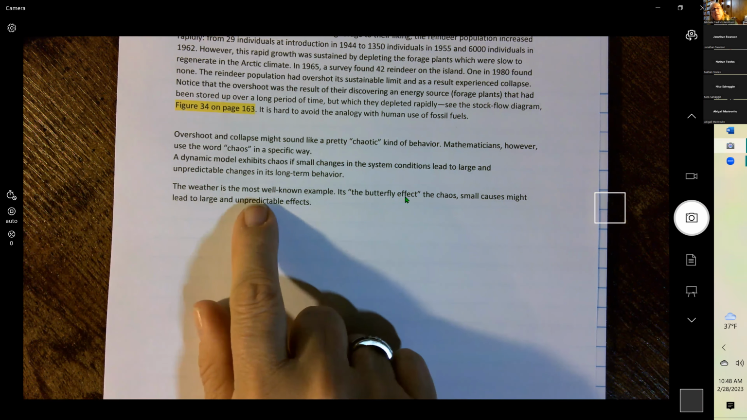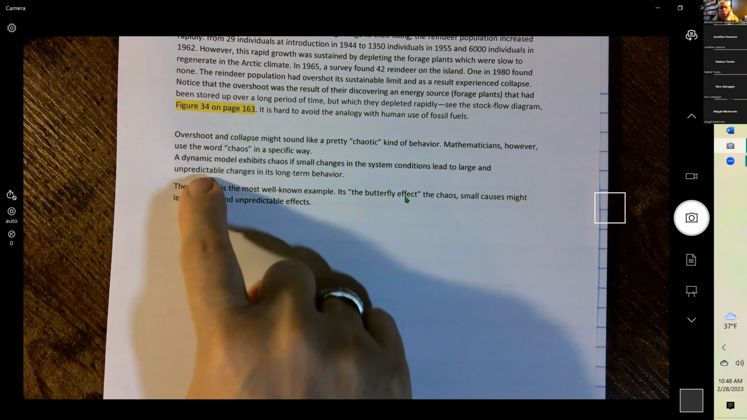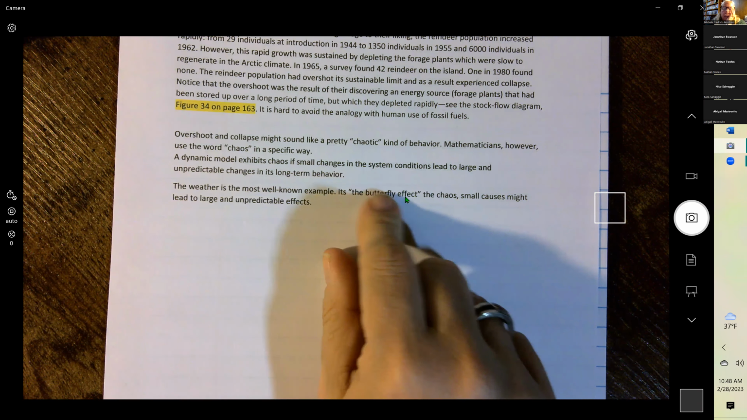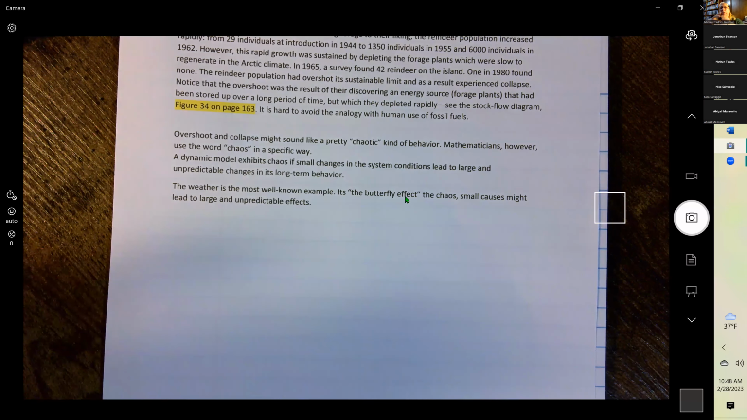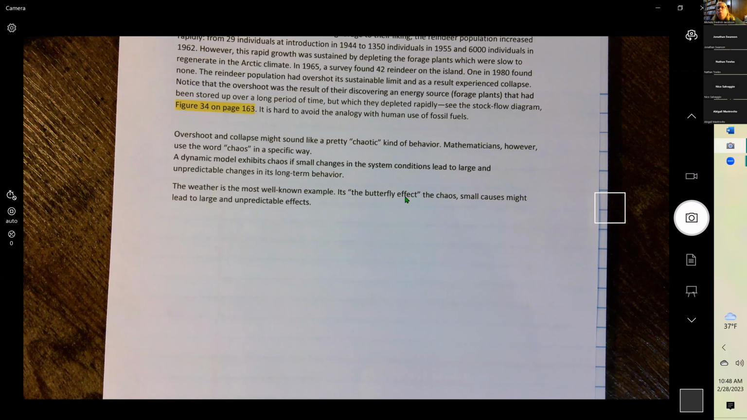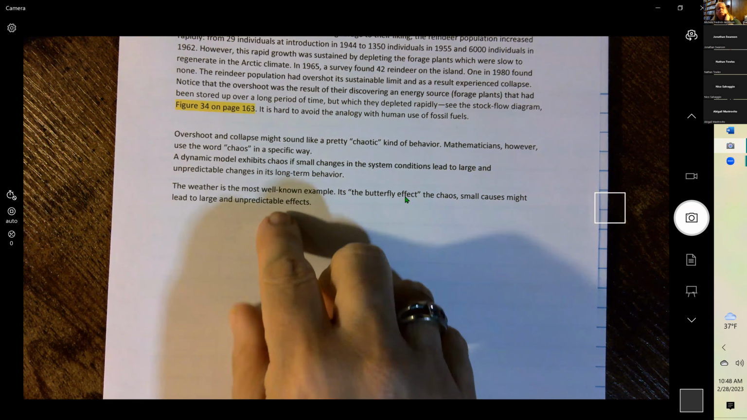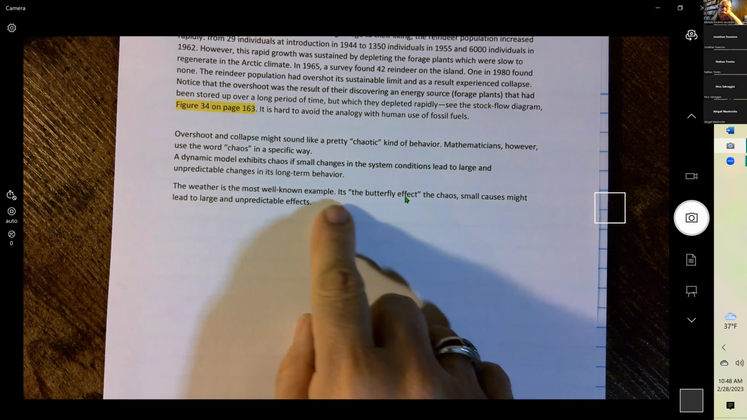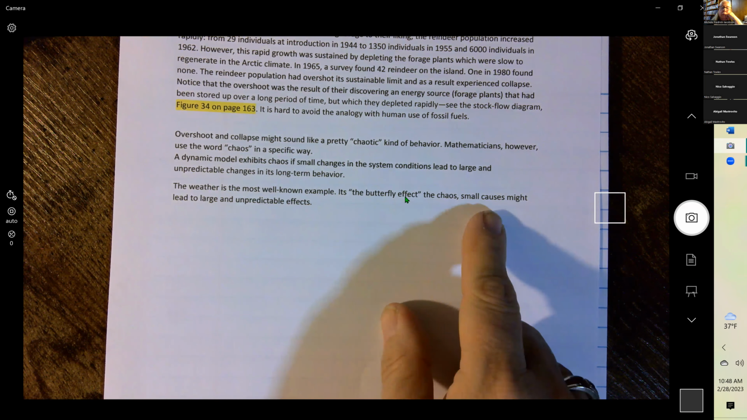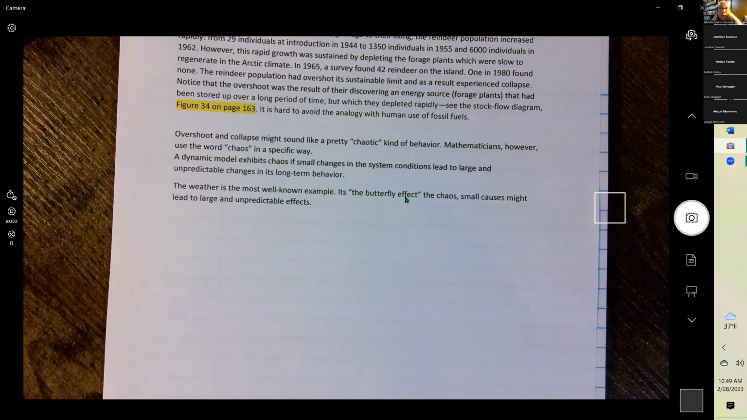Weather is like that because they call it a butterfly effect. Small little changes in the weather could cause something big, like a cold storm in one area, warm storms in another, the two hit each other, and then you have tornadoes. So these small little effects can cause chaos or unpredictability.